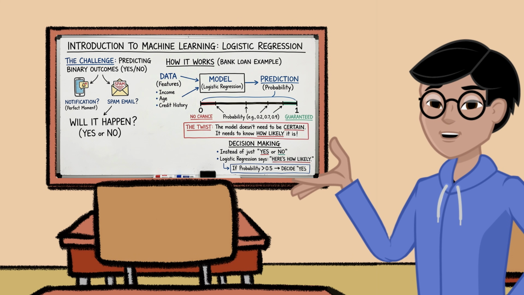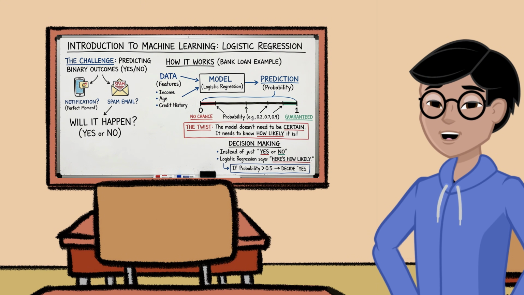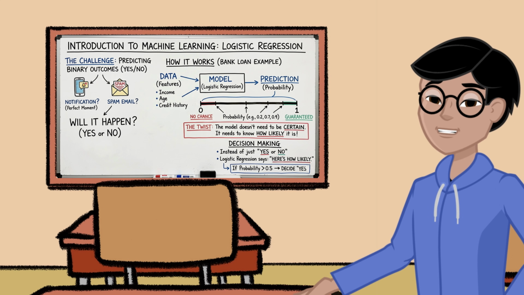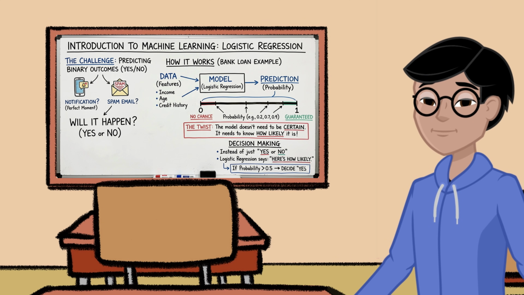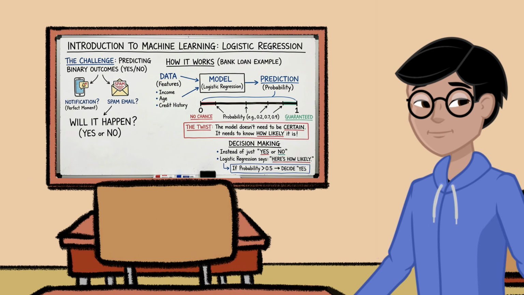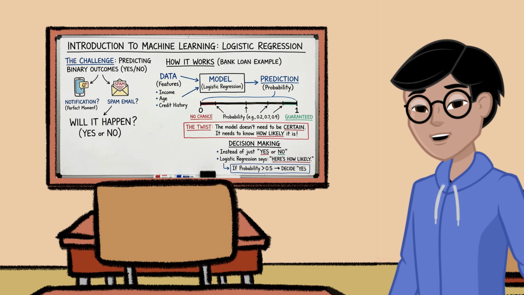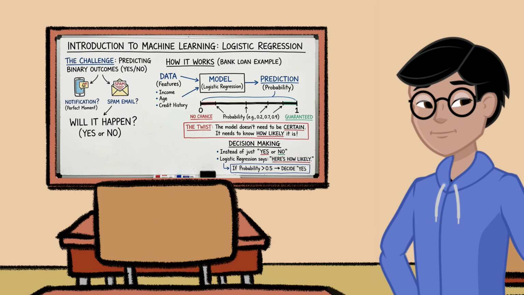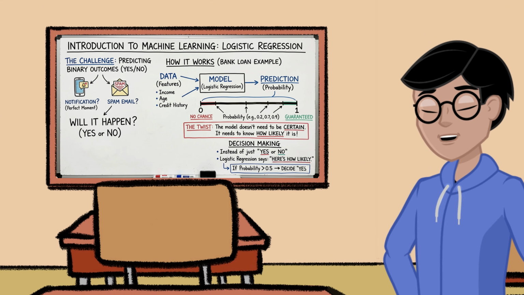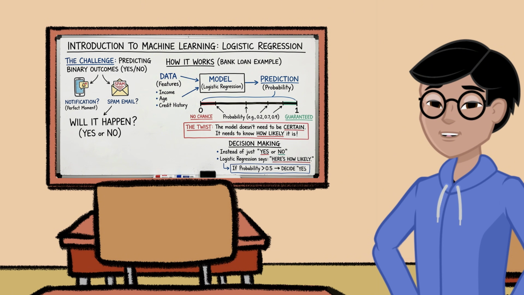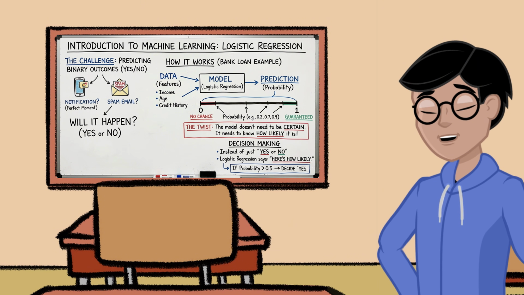This is where something called logistic regression comes in. The name sounds complicated. The idea isn't. Imagine you're a bank. Someone applies for a loan. You need to decide, will this person pay it back or disappear? You have data: income, age, credit history. But what you really want is this: a number between 0 and 1. 0 means no chance. 1 means guaranteed. Everything in between is probability.